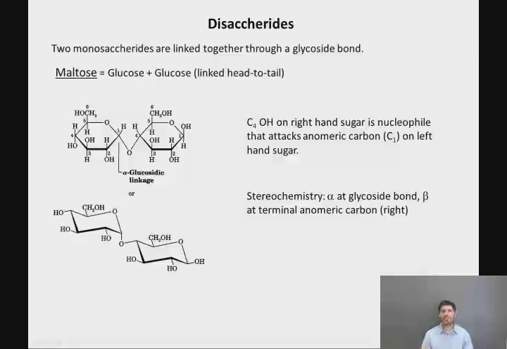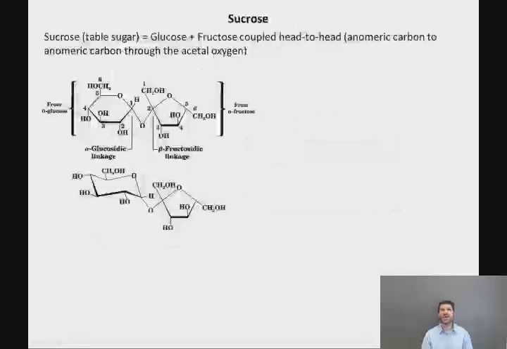It's also clear to see from the Haworth projection the cis relationship between the OH on C1 and the CH2OH coming off of C5 on the right-hand sugar, and then the trans relationship between the acetal on C1 and the CH2OH coming off of C5 on the left-hand sugar, indicating the alpha linkage of the glycoside bond. So that's maltose. Now moving to one level of complexity higher, we need to talk about sucrose.